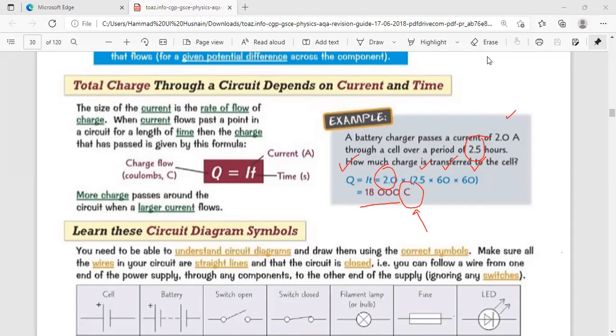Okay. Tara, if you have any confusion in this problem, you can ask. No, it's fine. I get it.